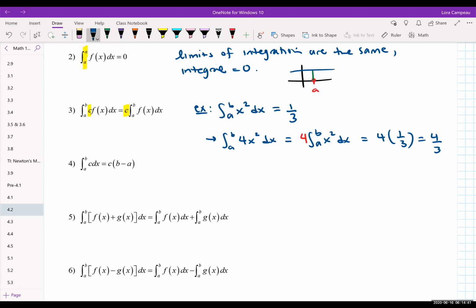Now, if we're looking at this, what do we have? An integral of a constant function, item number 4. If I can look at the geometry behind this, just so that we understand this. This is the integral of a constant function.